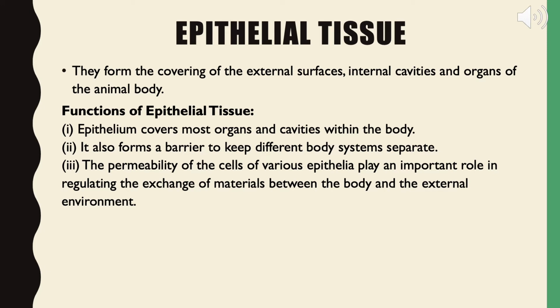And if it is forming a layer on the organ, it forms a barrier to keep the different body systems separate. It also helps in the permeability of the cells, and it plays an important role in regulating the exchange of materials between the body and the external environment. So first of all, we will start with the types of epithelial tissue, and the first epithelial tissue which we are going to study today is the squamous tissue.